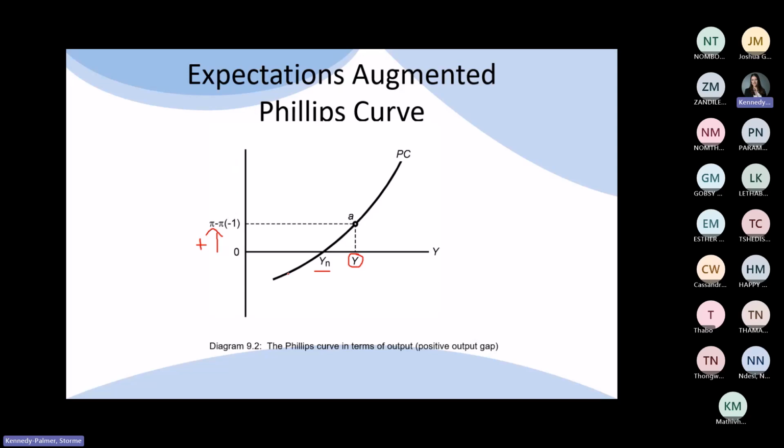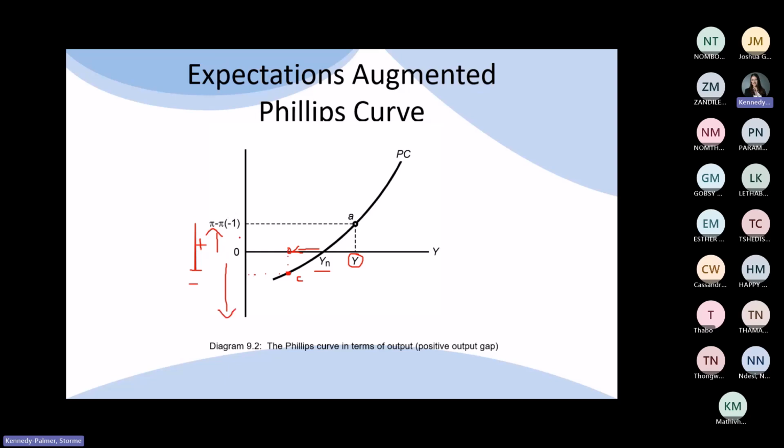Now, say we are at point, let me just make up a random point here, point C, okay? At point C, our level of output is below the natural level of output, okay? And the change in inflation is negative. There we go. The change in inflation is negative anywhere from here down.